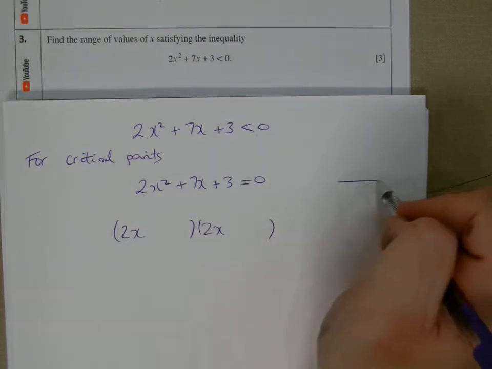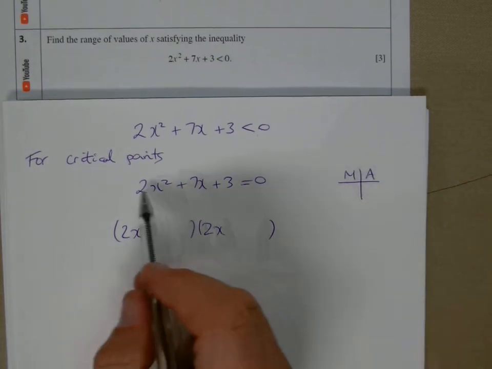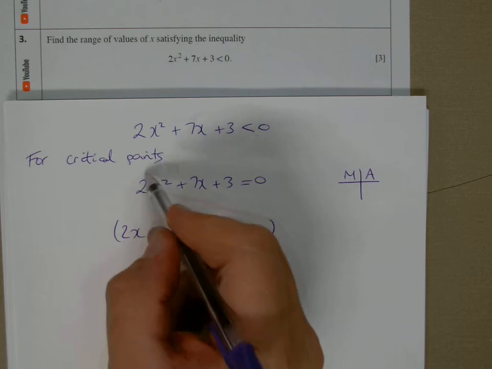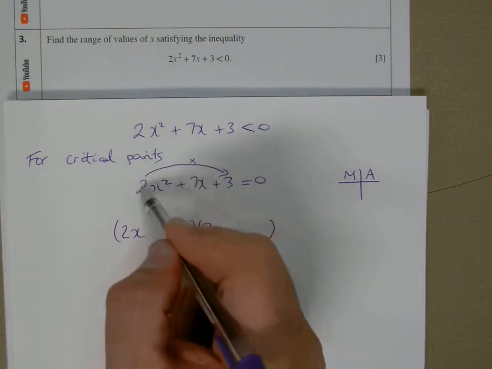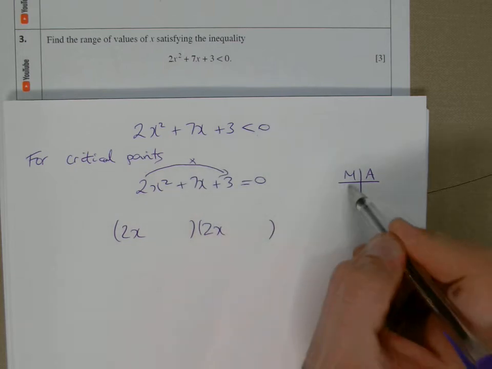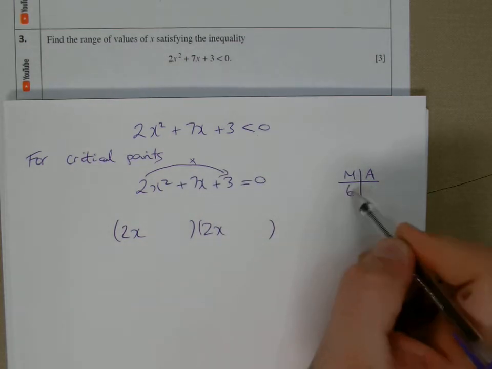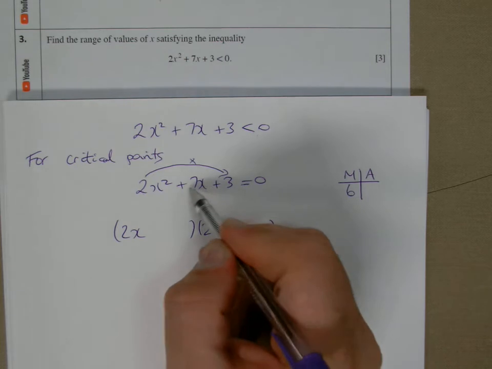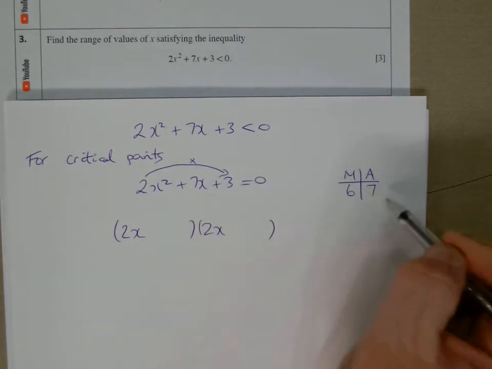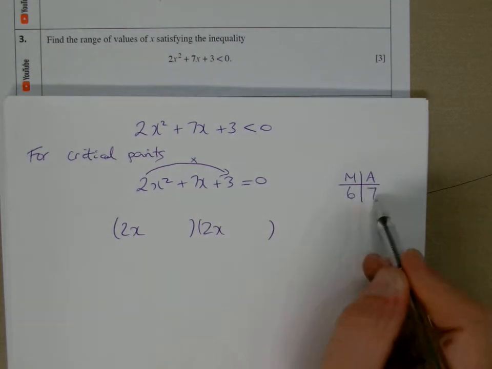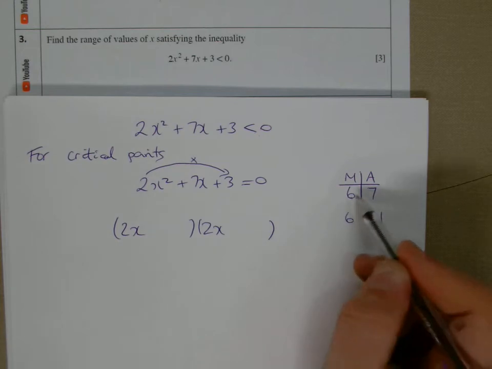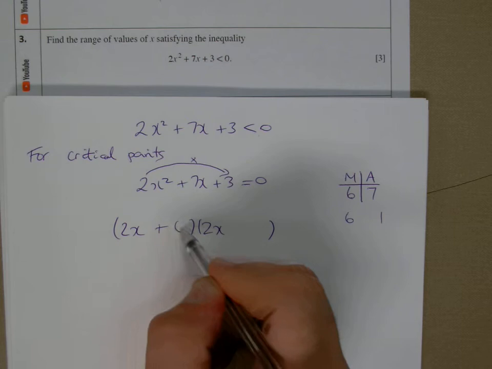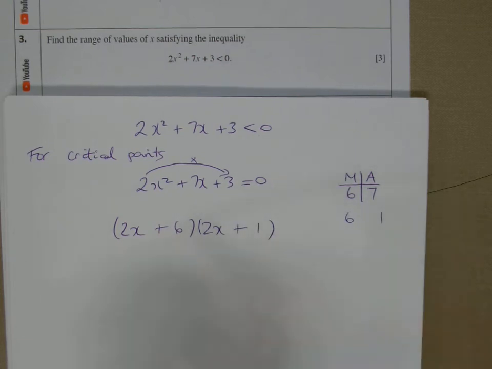And then when we do this multiply-add thing, we're going to do a bit more work than normal, because you've got to times the first and the last numbers together with this method. So 2 times 3 is 6, so we want a pair of numbers that multiply to give 6 and add up to give this middle number, which is 7. Two numbers that multiply to give 6 and add up to give 7. Straight away I can see 6 and 1, because they add up to give 7 and they're both plus.